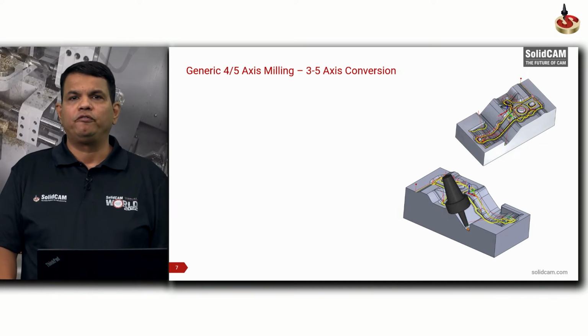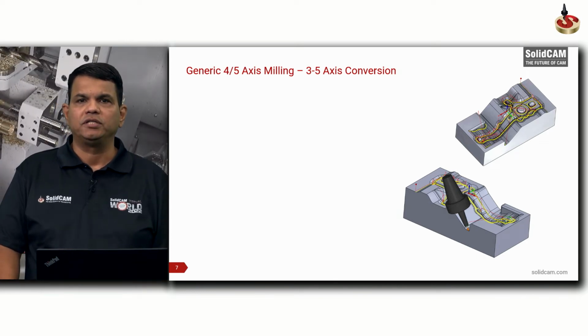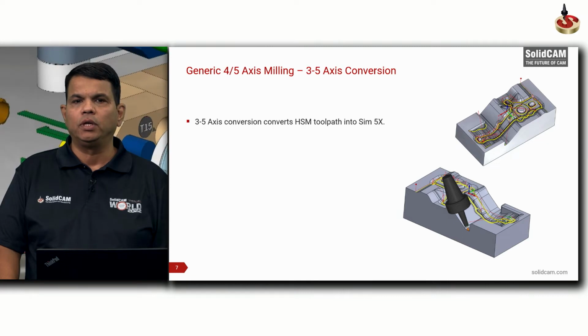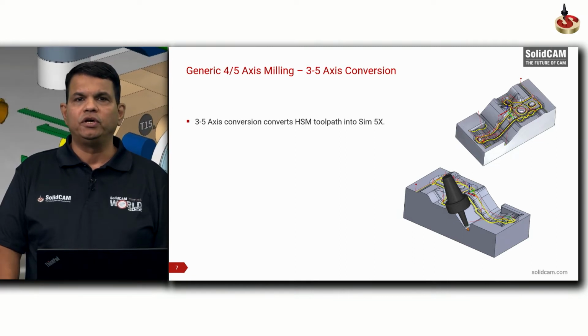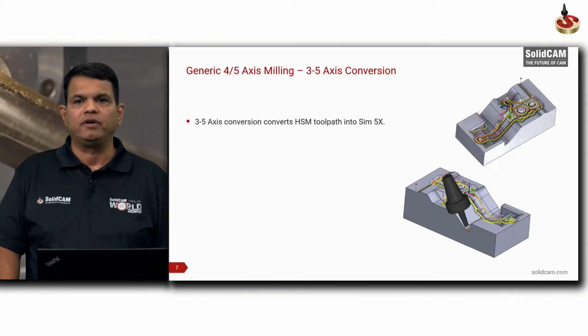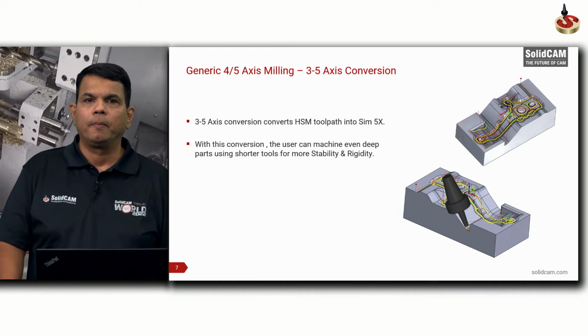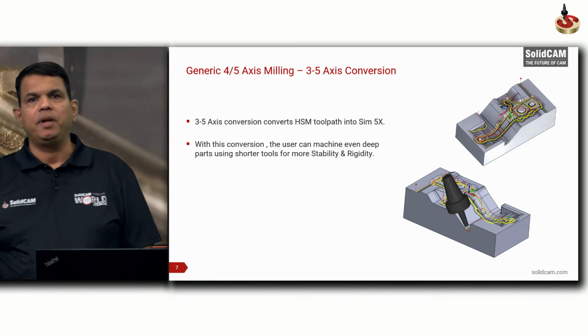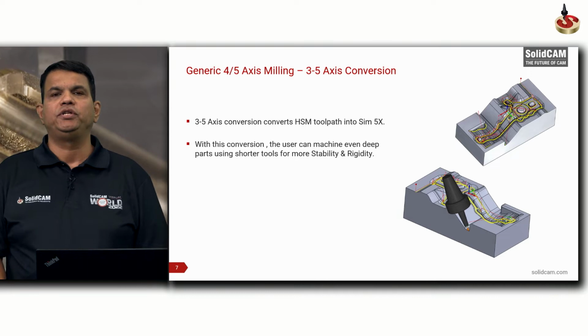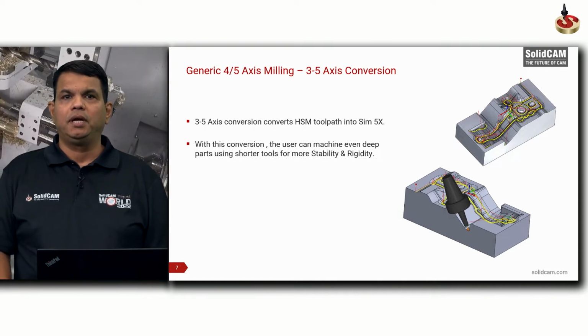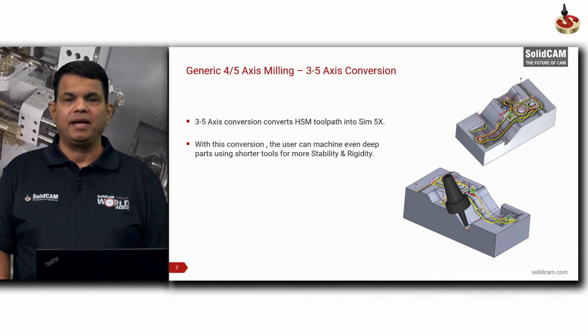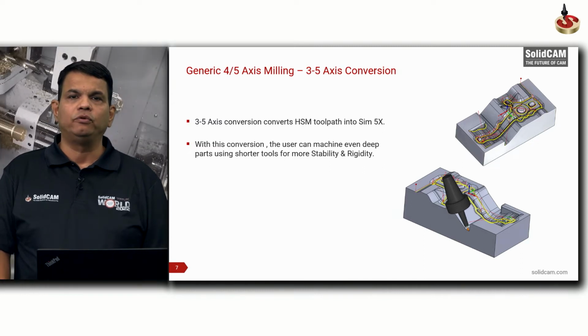Part of generic 4 and 5 axis, we also have a 3 to 5 axis conversion. This is a very useful tool to convert HSM, 3D HSM and Turbo HSM toolpaths to simultaneous 5 axis. These are generally needed when you want to machine really deep areas where you actually generate the toolpath without the holder, allow the toolpaths to be generated, and then apply the holder and convert it to 5 axis.